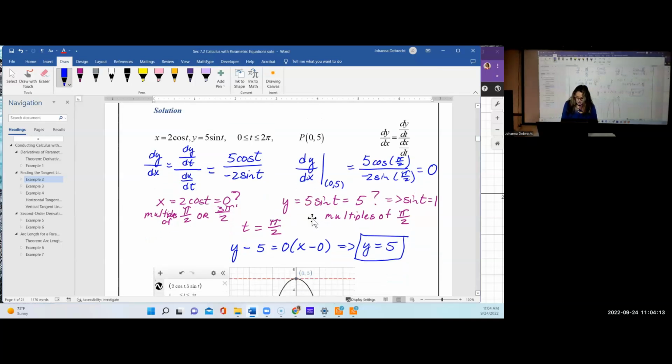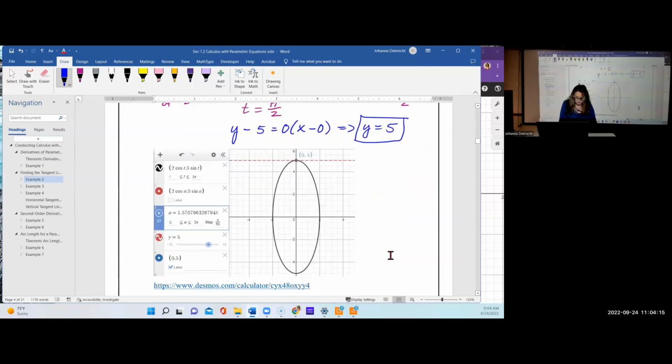It's a horizontal line, and you'll see it here in the picture. There's a link down here if you want to play around with the parametric curve. I graphed the tangent line as a dashed red line that you see here, intersecting the curve at the point (0, 5). Remember, the tangent line touches the curve at that one point, and the slope of it is 0 because it's horizontal. That particular parametric equation produced an ellipse.